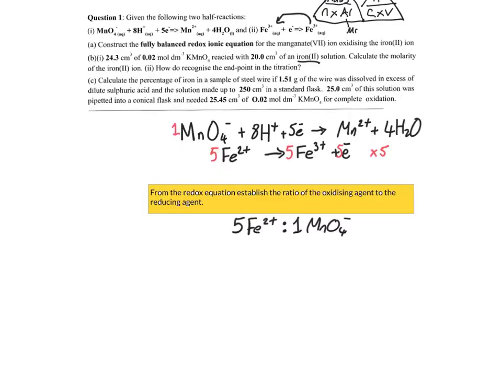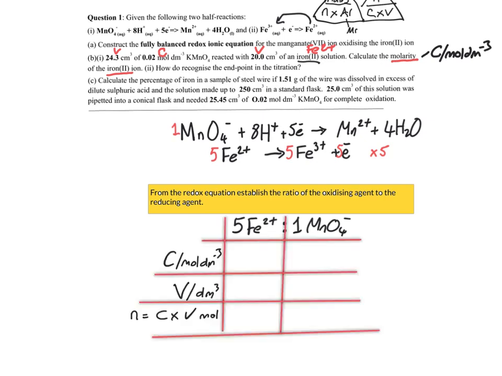So part B is a very, very simple titration. It tells you that 24.3 centimetres cubed of 0.02 moles per dm cubed potassium manganate reacts with 20 centimetres cubed of the iron 2 solution. The first thing it wants you to do is to calculate the molarity of the iron 2 ion. Molarity means concentration in moles per dm cubed. So let's do that.